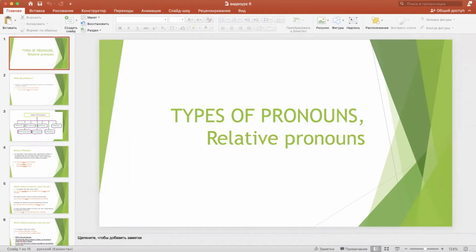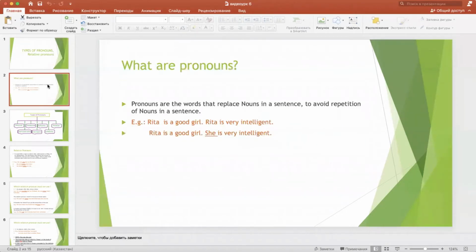So today's theme is types of pronouns, especially relative pronouns. First of all, let's talk about what pronouns are, the definition of a pronoun. So pronouns are the words that replace nouns in a sentence to avoid repetition of nouns in a sentence.